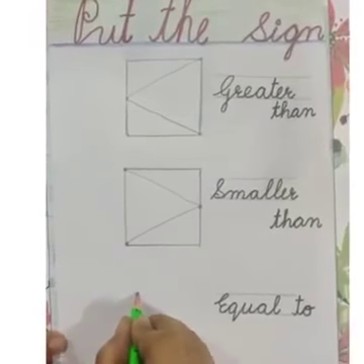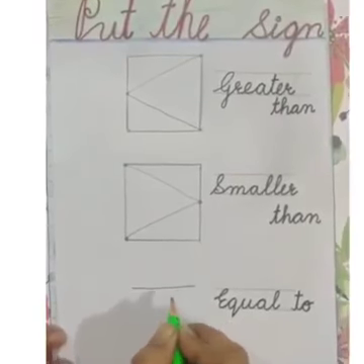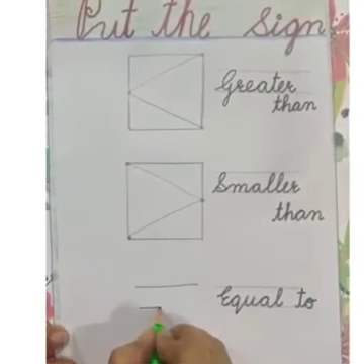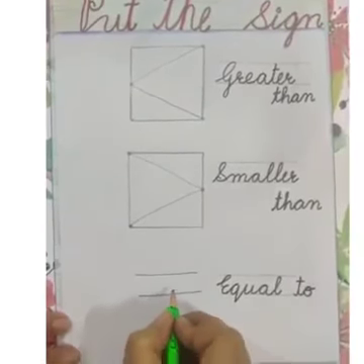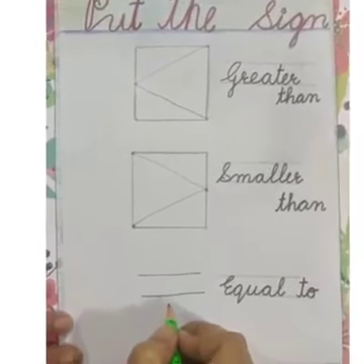Now we will make a slipping line. Below this we will make one more slipping line. This is equal to sign.